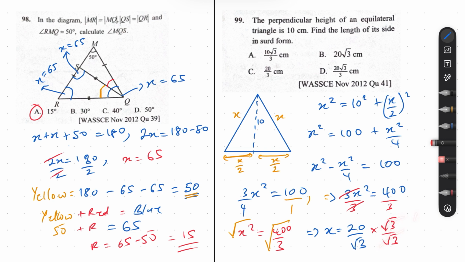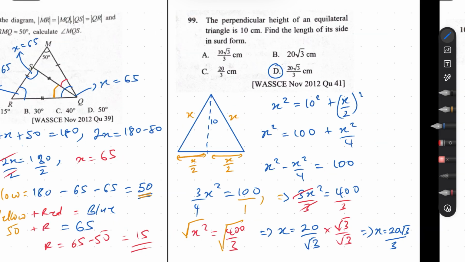So now if we solve this, we should have x equal to 20 root 3. Sorry, let me write it properly. We have x equals 20 root 3 over 3. Okay, so that will be D. Cool. Right, let's move on to question number 100.